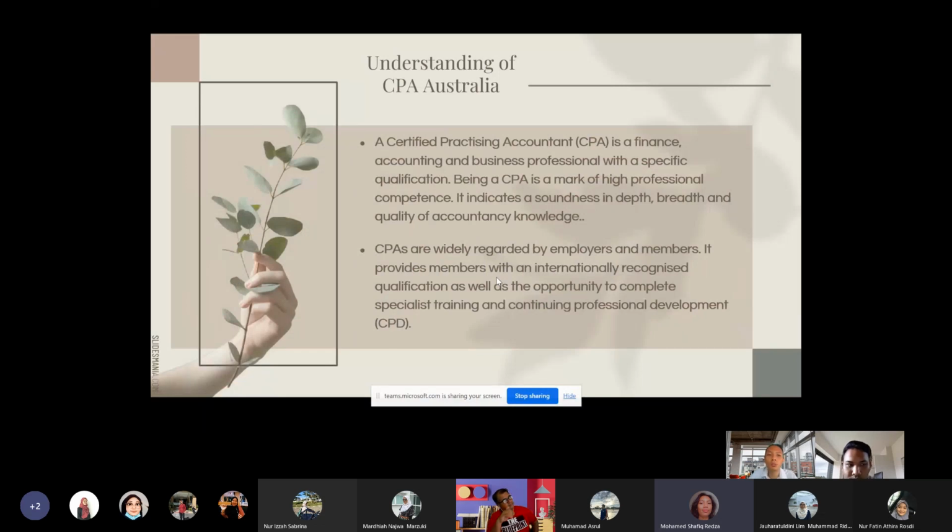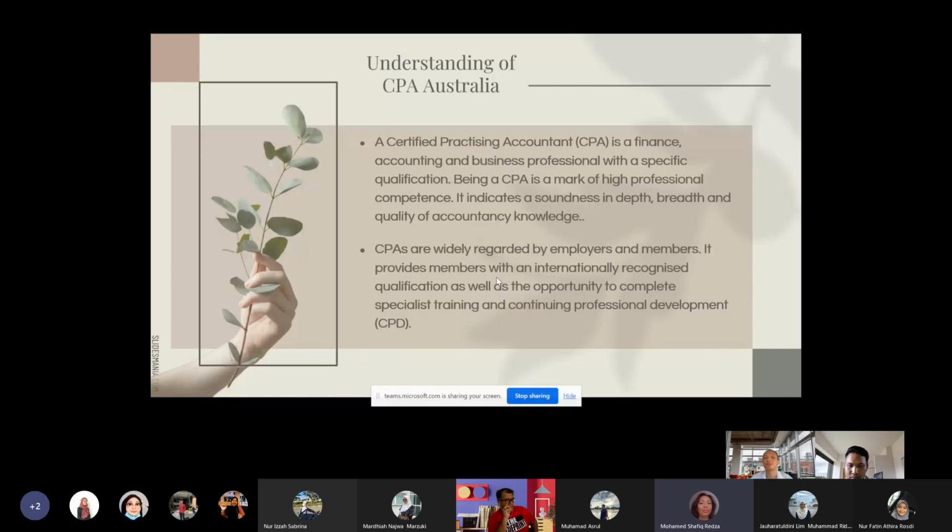So what you need to understand about CPA Australia? CPA is a finance, accounting, and business professional body with a specific qualification. Being a CPA is a mark of high professional competence that indicates soundness in depth, breadth, and quality of accountancy knowledge. CPA Australia can offer you the chance to be part of a professional body certified with its own members. CPAs are widely regarded by employers and members. It provides members with an internationally recognized qualification as well as the opportunity to complete specialist training and continuing professional development, in which you can be a consultant, or one of the most advanced members of the department.